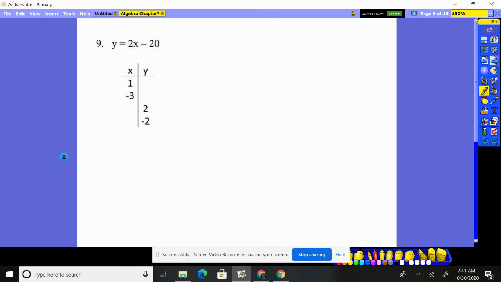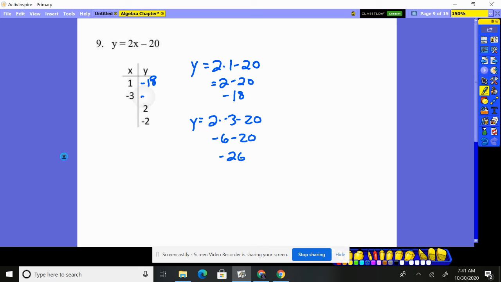Number 9, plug in x to be 1 into the equation. Y equals 2 times 1 minus 20. 2 minus 20 is -18. Plug in -3 this time. I have -6 minus 20, so -26.